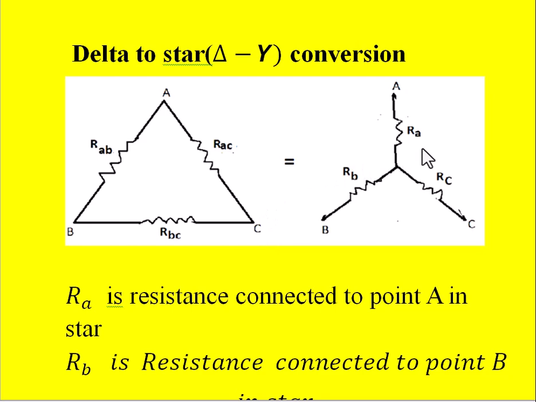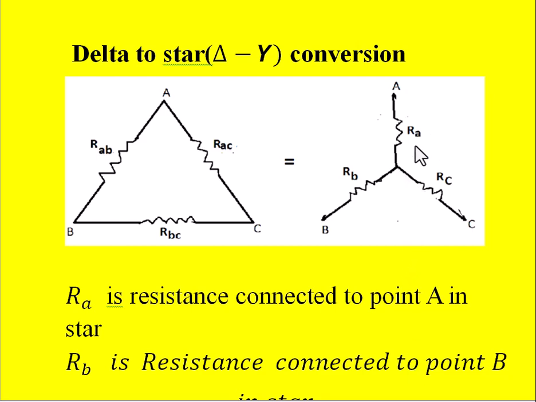And coming to the equivalent star, the terminals are three here, A, B, C, and the element connected to terminal A is RA. The element RB is connected to terminal B. RC element is connected to terminal C. And all these resistors RA, RB, and RC are connected together at one point here to form the star connection.